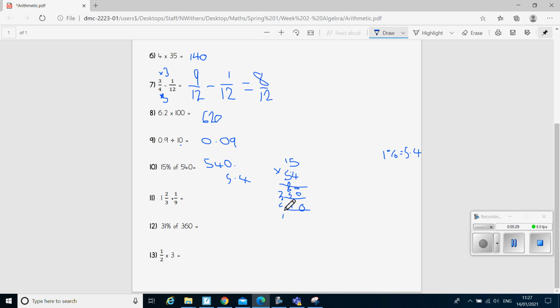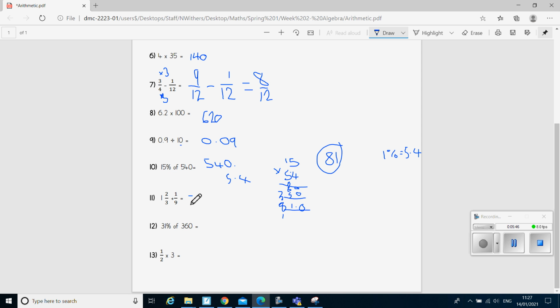7 add 1 gives me 8. Remember, my decimal point drops all the way down into my answer, so my answer is 81 for that question. I'm just going to write my answer there, 81. I'm going to circle it because that's my answer.